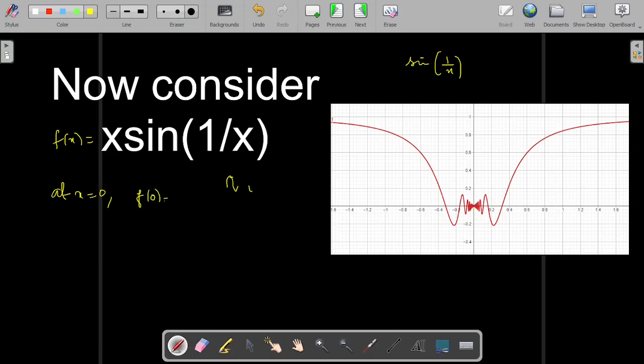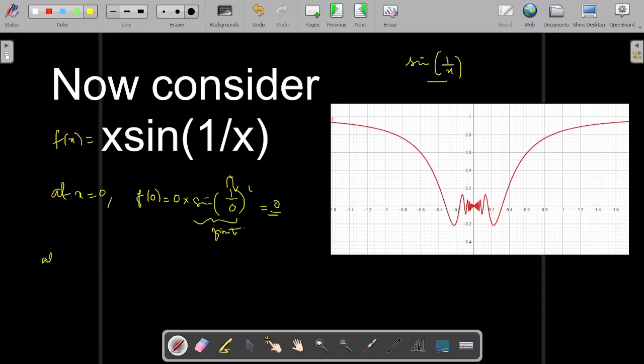f of 0 equals 0 into sine of 1 by 0. Now sine of 1 by 0 is a finite quantity. Though it has a fluctuating value, the quantity is finite here, and 0 multiplied by a finite quantity is always equal to 0. That's why as you move towards 0, the graph goes towards the value 0. Hence the function becomes defined at x equal to 0, whereas earlier the function sine of 1 by x was not defined.